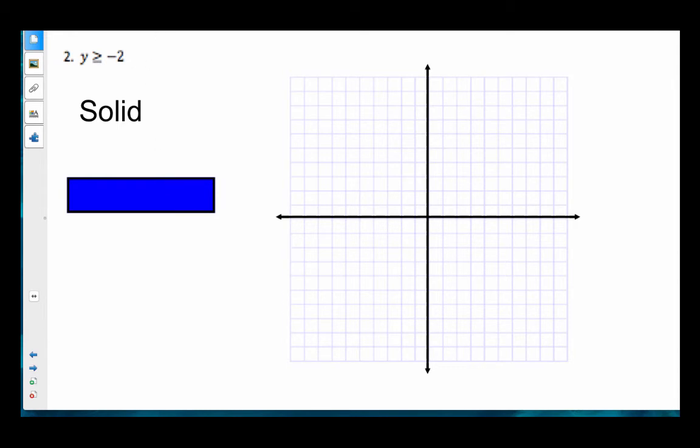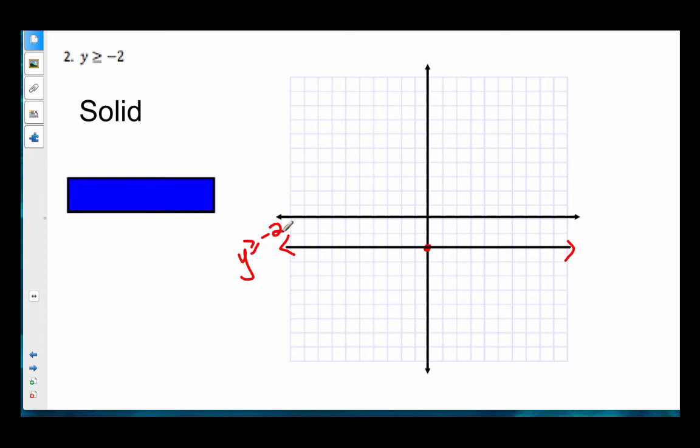This equation is y by itself. So I am going to put my point at -2 on the y-axis. And this is going to be a horizontal line. Remember, HOI VUX. So because it's solid at -2, I am going to draw a solid horizontal line. Make sure to put your arrows and your label. Y is greater than or equal to -2.